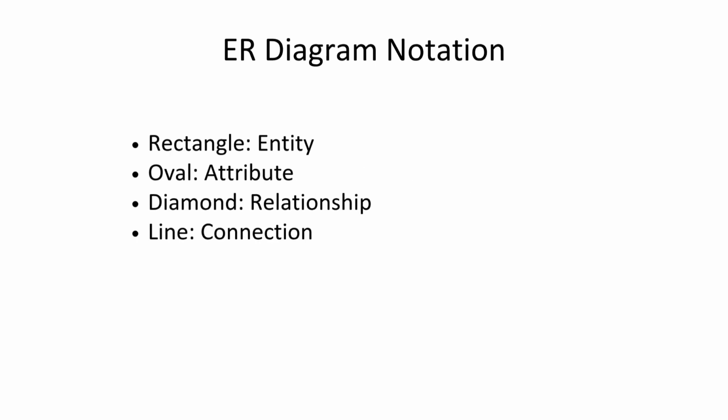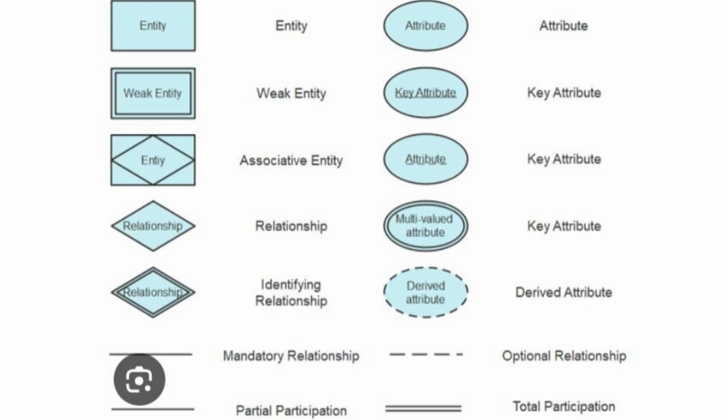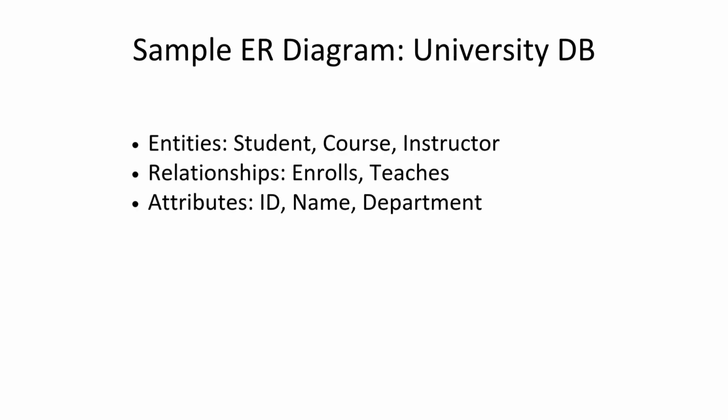ER diagram notation. Standard symbols. Rectangle: entity. Oval: attribute. Diamond: relationship. Underlined text: primary key. Double shapes: weak entity or multivalued attribute. These symbols help make diagrams readable and consistent. Sample ER diagram. University database. Entities: student, professor, course. Relationships: enrolls, teaches. Attributes: name, ID, credits. Shows how a real system is modeled visually with ER technique.